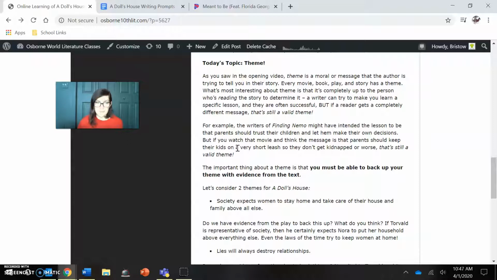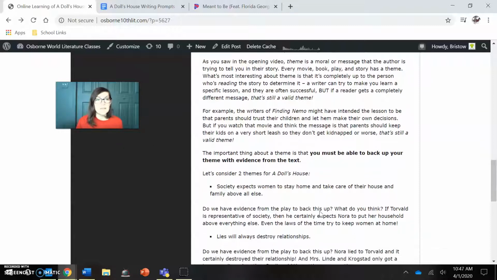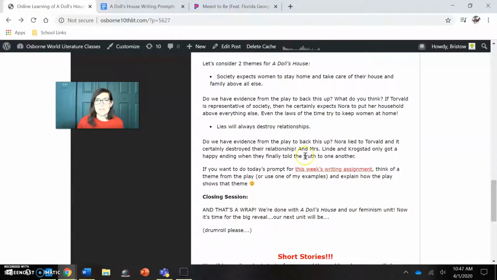You just have to be able to back it up. Evidence from the text. Usually evidence from the text is quotes or paraphrases or specific examples, something like that. Let's consider two examples from A Doll's House.